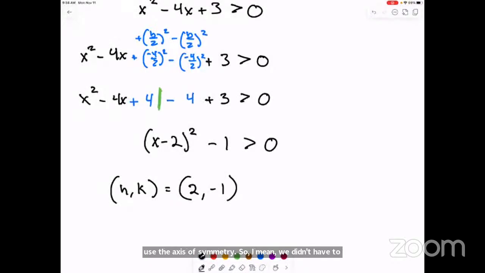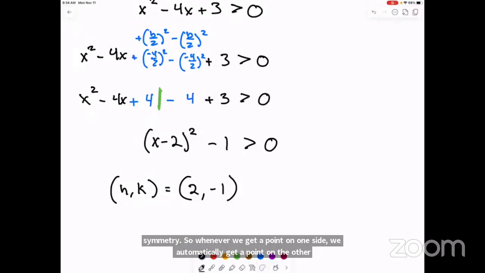And then once we had the vertex, we plot the vertex. We see that the leading coefficient is positive. So then we just kind of choose a few additional points, and we can use the axis of symmetry. So whenever we get a point on one side, we automatically get a point on the other. So let's go ahead and plot this vertex of 2, -1.